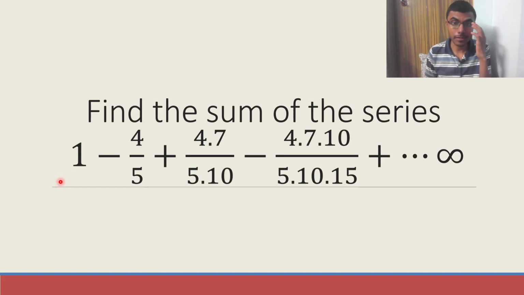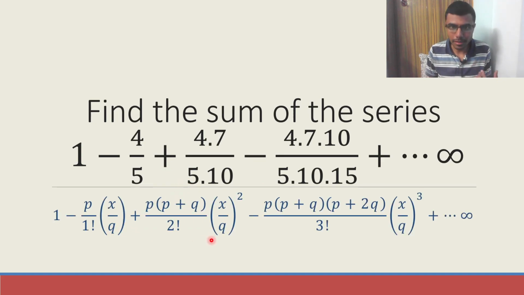Now, let's see how to find out the sum of this infinite series: 1 minus 4 by 5 plus 4 into 7 by 5 into 10. So, this is there, okay. This is in a pattern. Now, what is this similar to? Okay, this is actually similar to what you can see. This is a formula, okay.